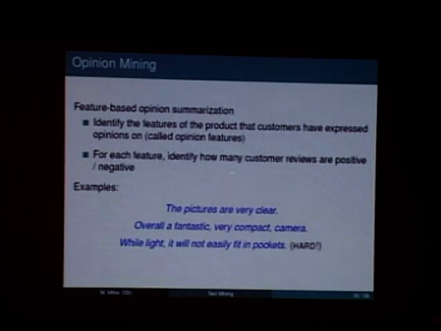Okay, so coming back to the problem. We want to do two things: identify the features, and for each feature, identify the opinion about that feature. The very simple thing that's been adopted here is based on the following observation. Most features are noun-like entities. Things like image quality, size, weight, price are all abstract nouns. And things like clear, fantastic, compact, light are adjectives.